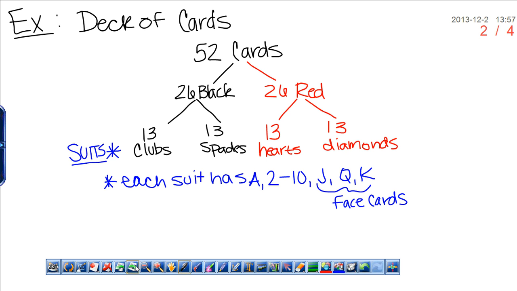Within the 26 black cards, you have 2 suits. 13 cards are clubs and 13 cards are spades. Within the red cards, you've got 2 suits. 13 are hearts and 13 diamonds. So your 4 suits are clubs, spades, hearts, and diamonds. Each suit has 13 cards. Ace, 2, 3, 4, 5, 6, 7, 8, 9, 10, and then Jack, Queen, and King.